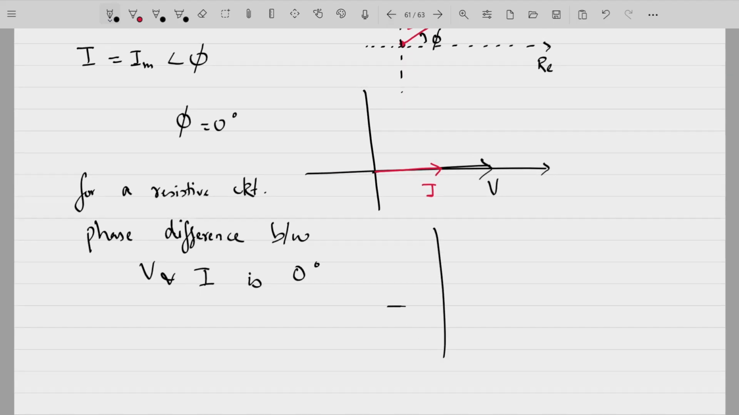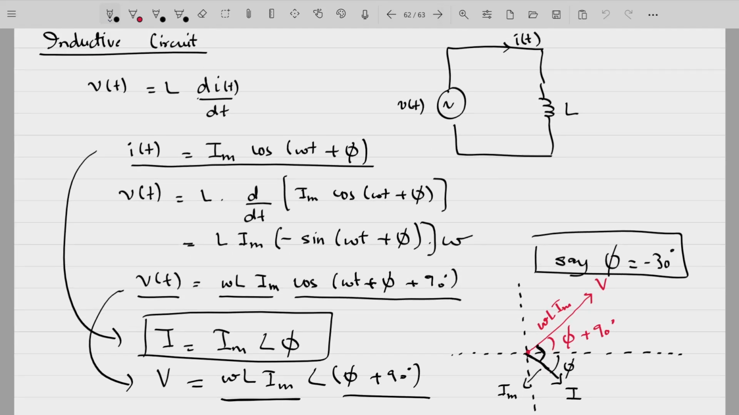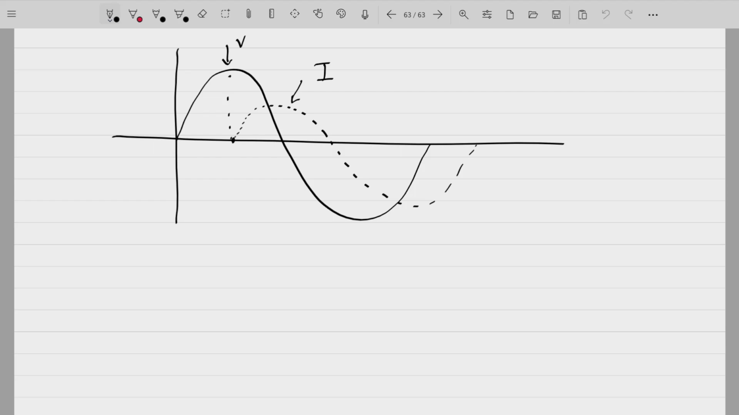For a resistive circuit, if this is our voltage profile, this will be our current profile. This is our voltage V, this is our current I. There is a phase difference of 0 between voltage and current in the case of a purely resistive circuit. That means voltage and current are in phase. Whereas for an inductive circuit, the voltage and current are out of phase, exactly 90 degrees out of phase, where current I is lagging the voltage by 90 degrees.